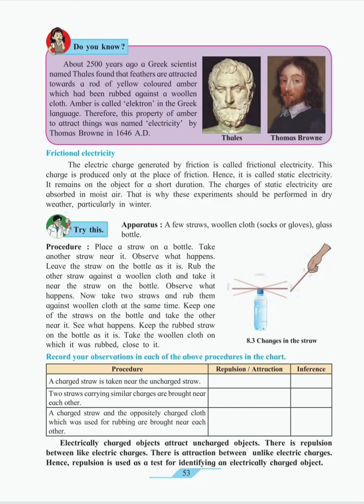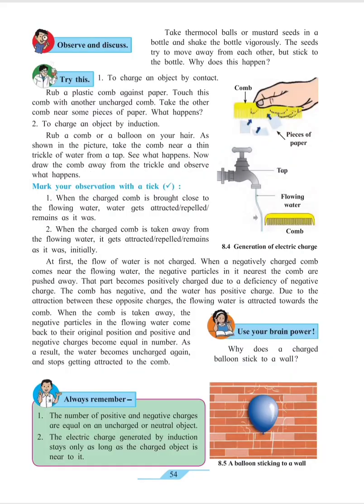Since we are rubbing the straw, the straw is rubbed to the woolen cloth. They are oppositely charged, and therefore they will attract. Next page, same. There are some more activities, experiments. We will discuss them now.